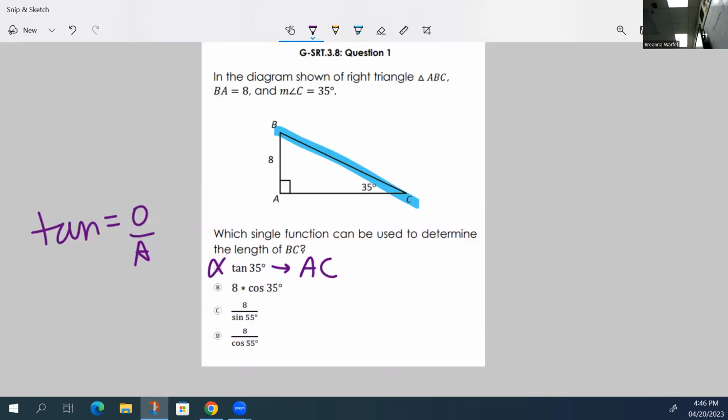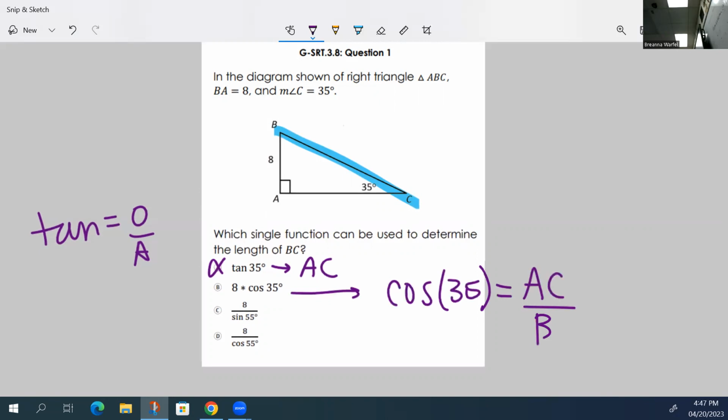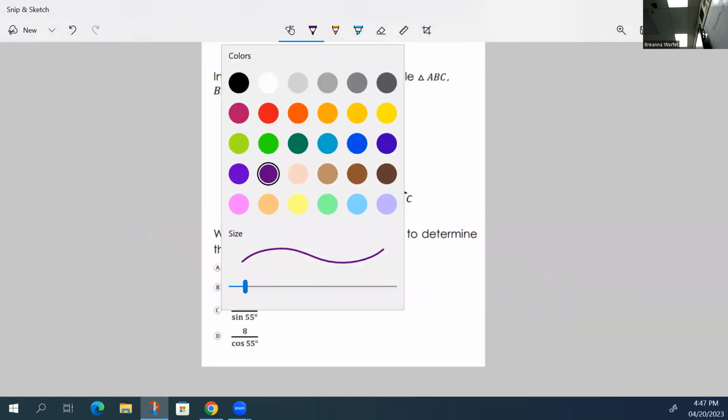Now it says 8 times the cosine of 35. Well, you're going to need to set up this problem first. All right, so we're talking about cosine of 35, and cosine is adjacent over hypotenuse. So that would be AC over the hypotenuse BC. And so you don't use 8 there. And then you would multiply by BC on both sides. And we don't know what BC is, so that one doesn't work.